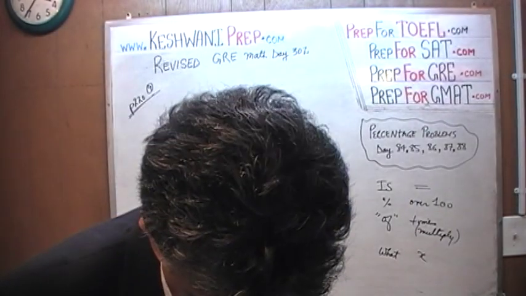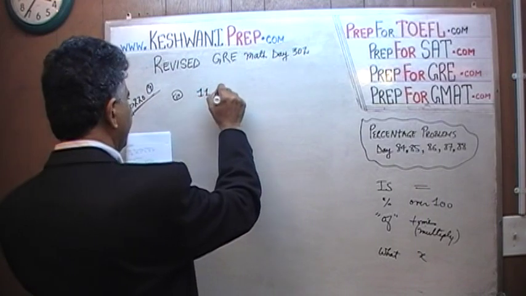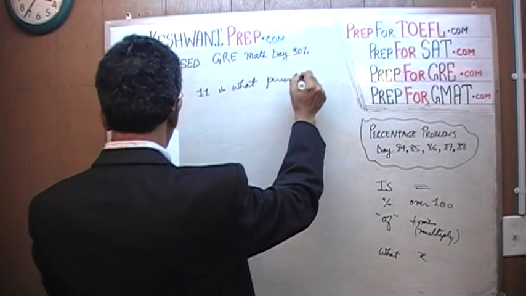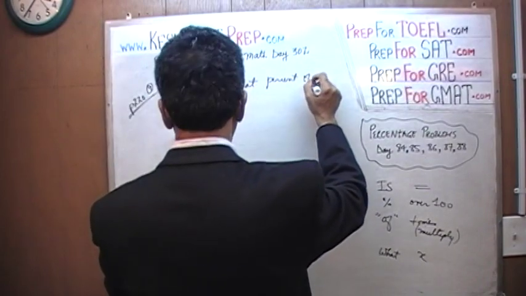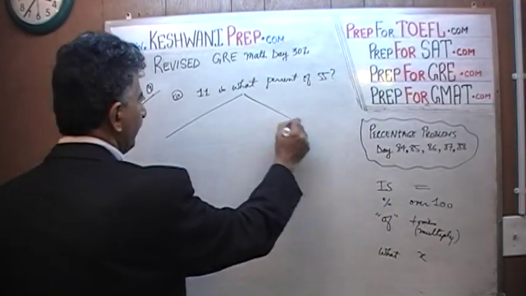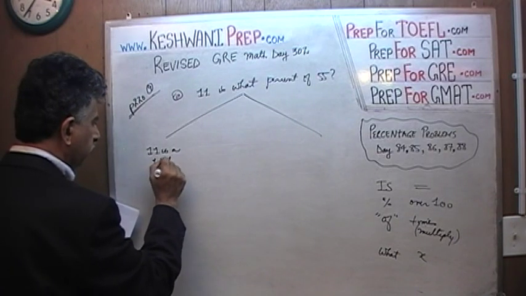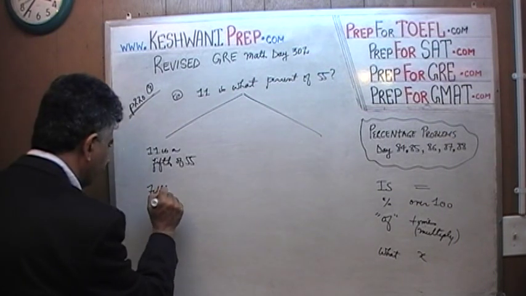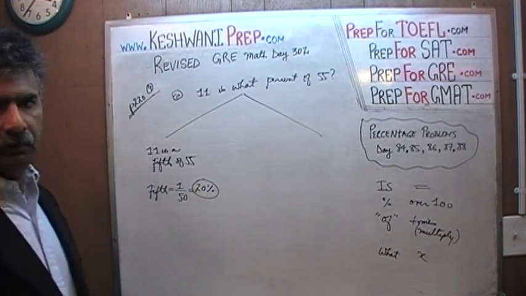Part E says, 11 is what percent of 55? There are two ways we can go about it. One way is to simply realize that 11 is a fifth of 55. A fifth of anything is just 20%. There you go. So there is your answer.